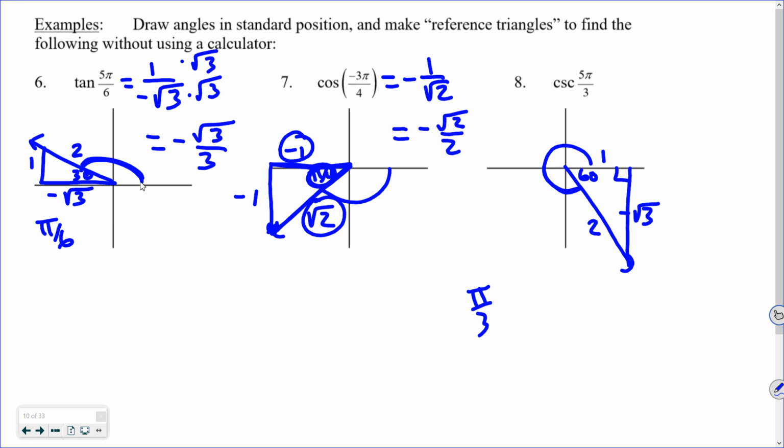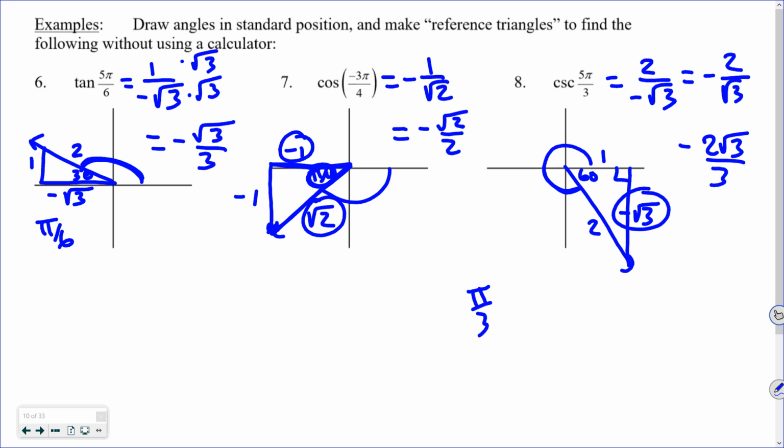Okay, cosecant. Make sure you figure out which one it goes with. Cosecant goes with sine. So if sine is opposite over hypotenuse, cosecant is hypotenuse over the opposite. So the side opposite the angle would be this one. So again, that'd be -2 over the square root of 3. Or if you rationalize the denominator, you times by the square root of 3 on the top and the bottom, you would end up with negative 2 square root of 3 over 3.